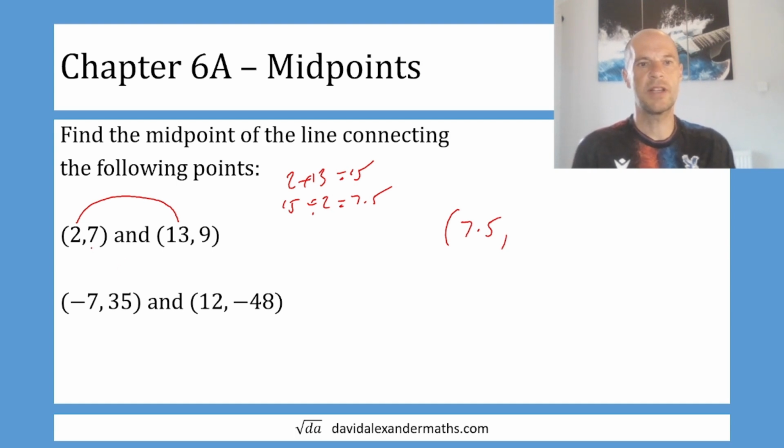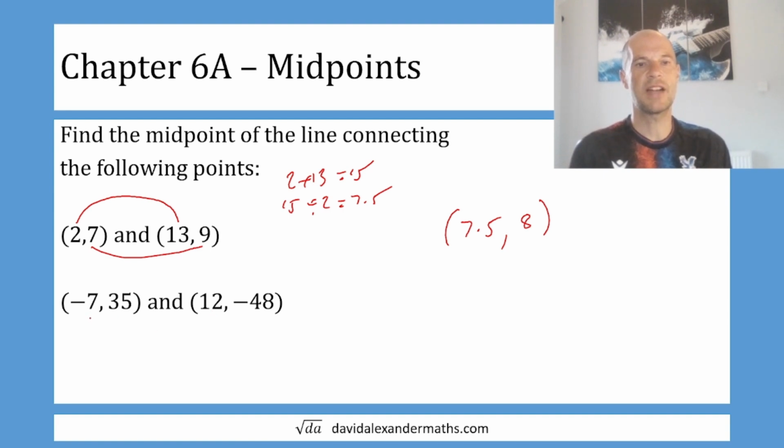Now for the y-coordinate, this is nice and easy. Actually, what's halfway between 7 and 9? Well, it's obviously 8, but if you weren't sure, then just add 7 and 9 together to get 16, and then half it, you get 8. Easy peasy. Okay, so the next one we need to be careful because we've got a negative number here.